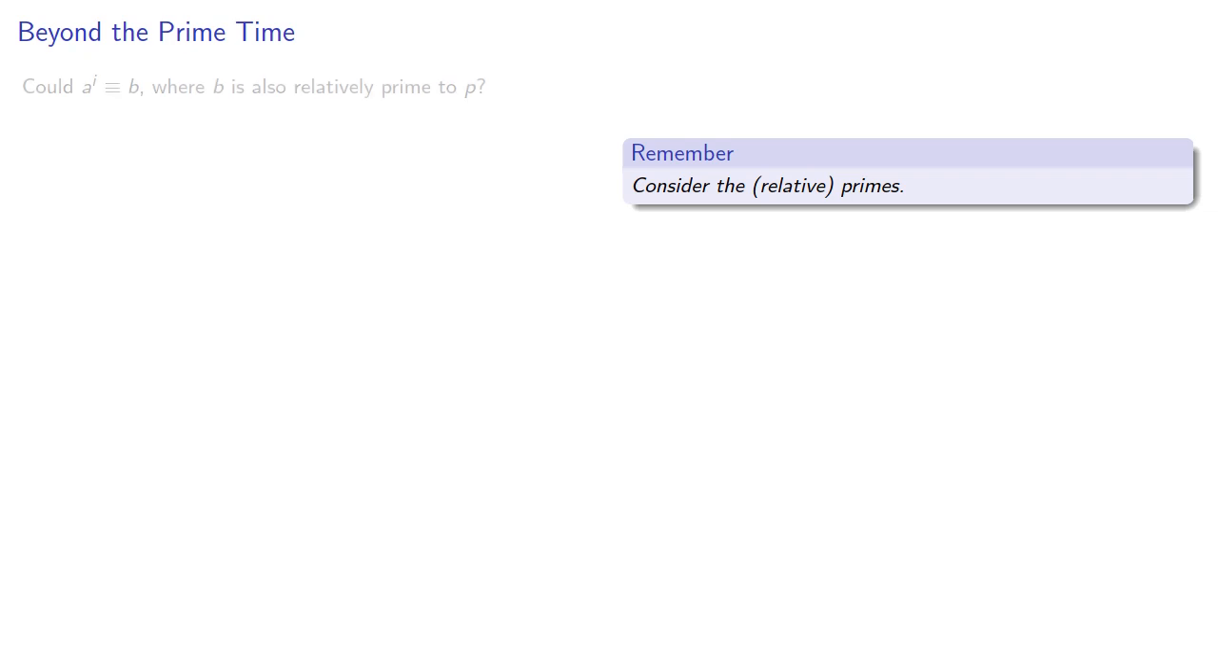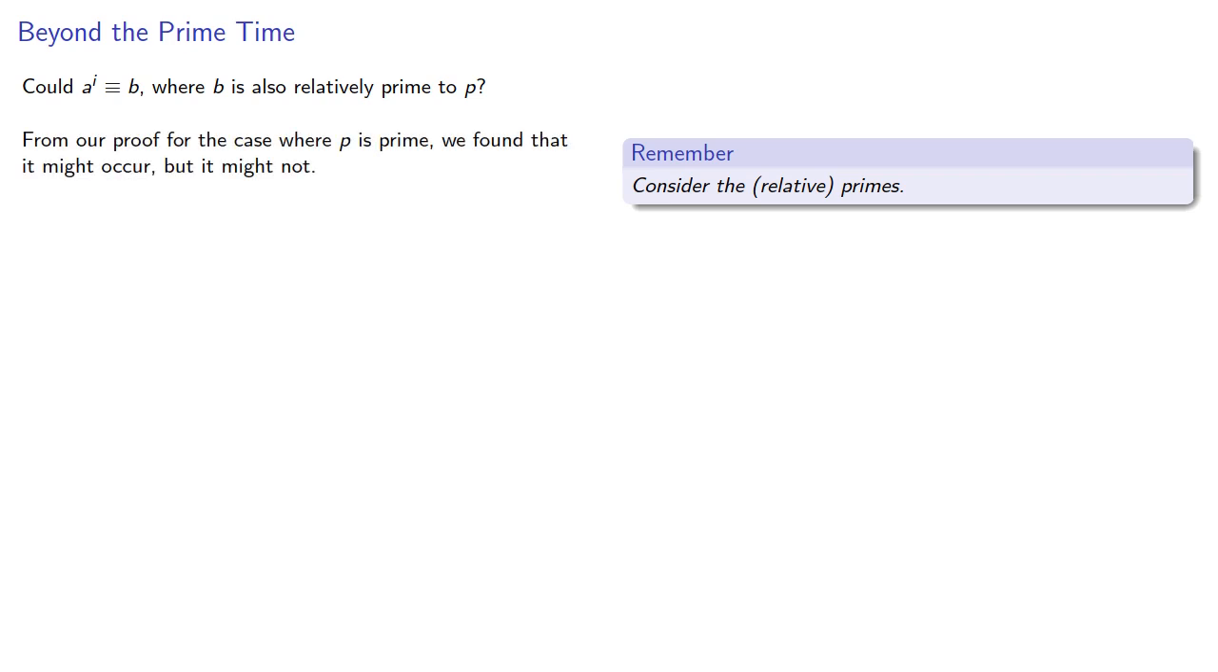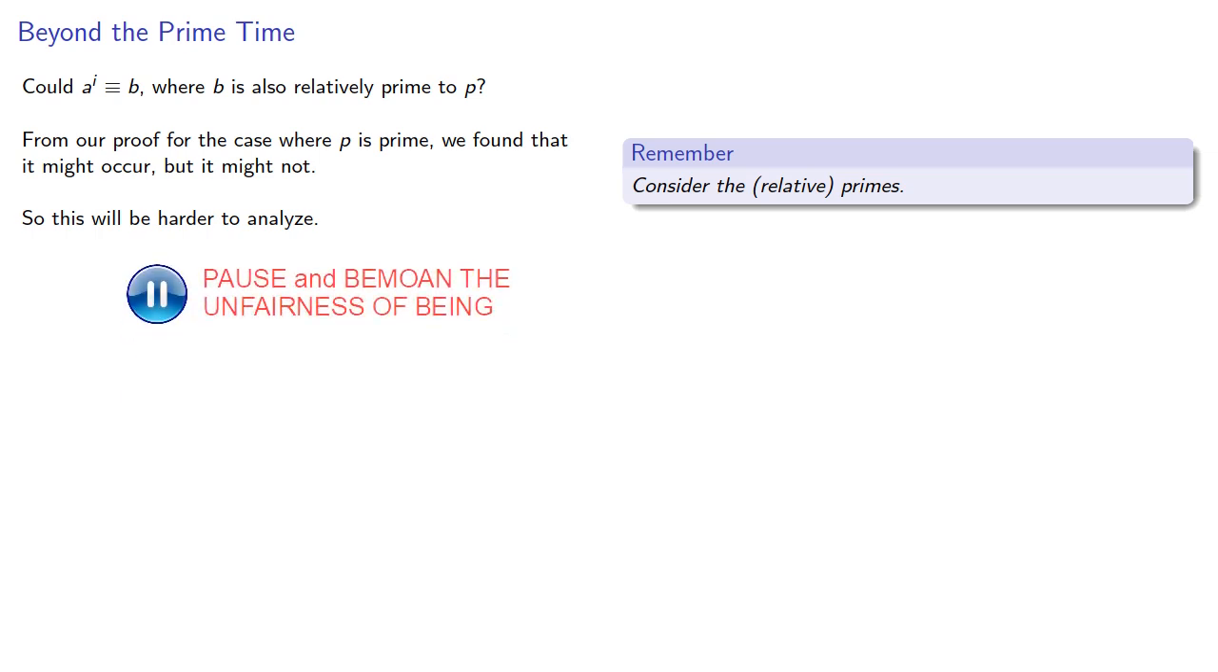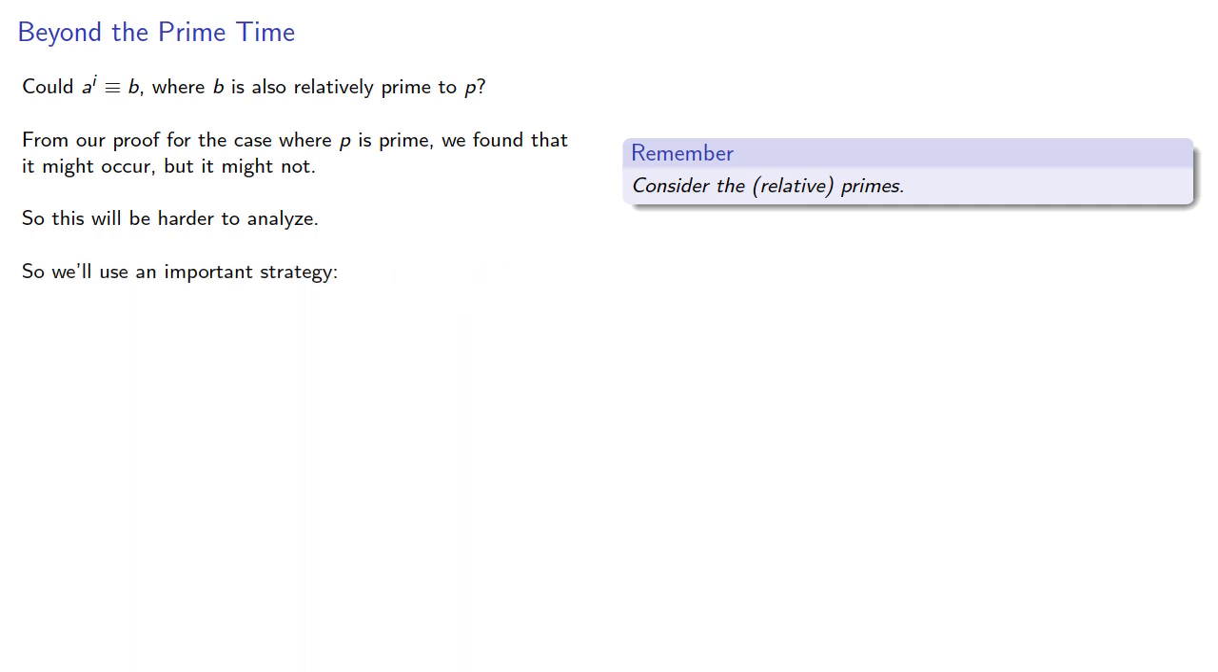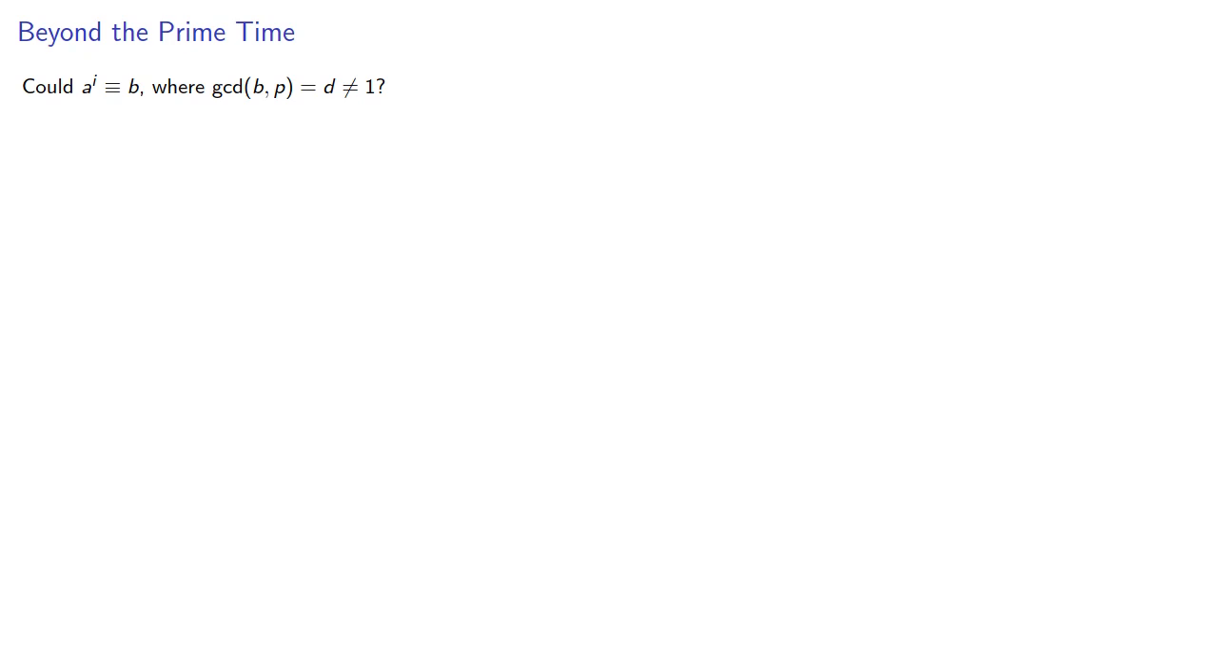Could a to the power i be congruent to b where b is also relatively prime to p? From our proof for the case where p is prime, we found that it might occur, but it might not. So this will be harder to analyze because sometimes it is true and sometimes it isn't. So we'll use an important strategy in math and in life. Ignore it for now. How about a to the power i being congruent to b where the greatest common divisor of b and p is something other than 1?